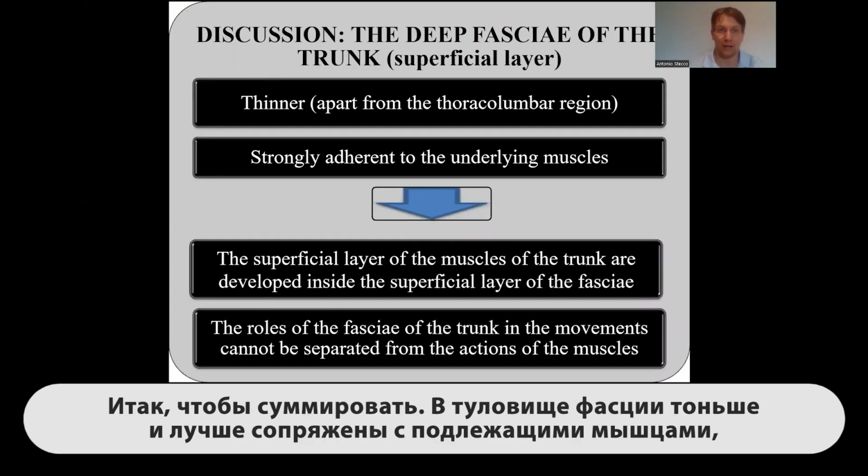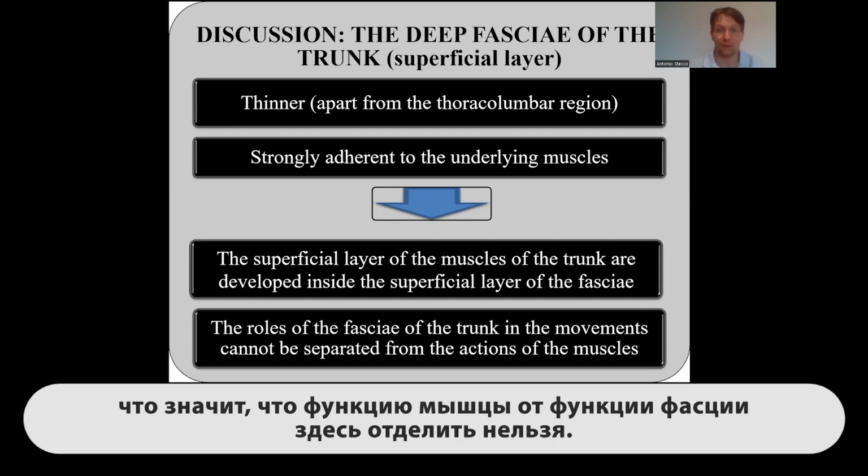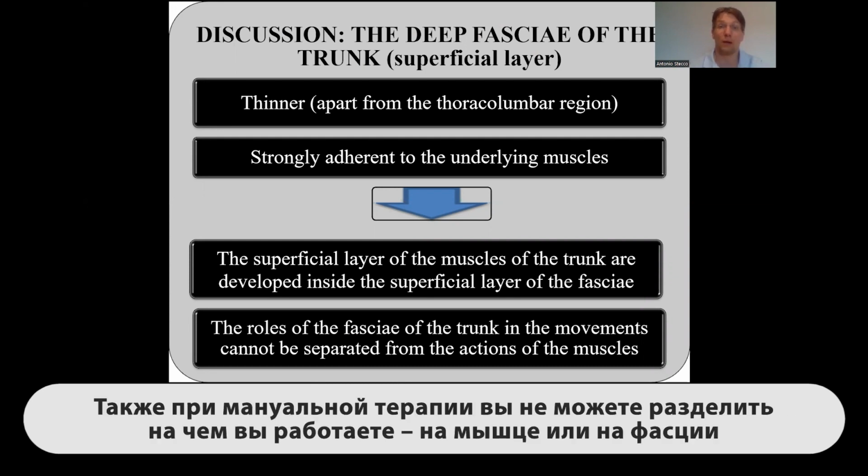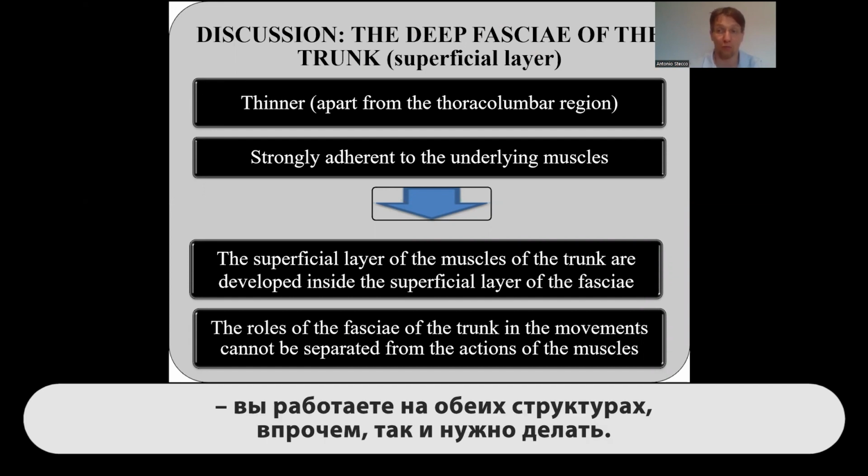So to summarize, in the trunk, the fascial layers are thinner, but strongly adherent to the underlying muscle. So that means that you cannot really separate the function of the muscle from the function of the fascia. So whenever you palpate a patient, you palpate both simultaneously. And whenever you do manual therapy, you cannot distinguish if you are working fascia or muscle. You are working both. And this is what has to be done.